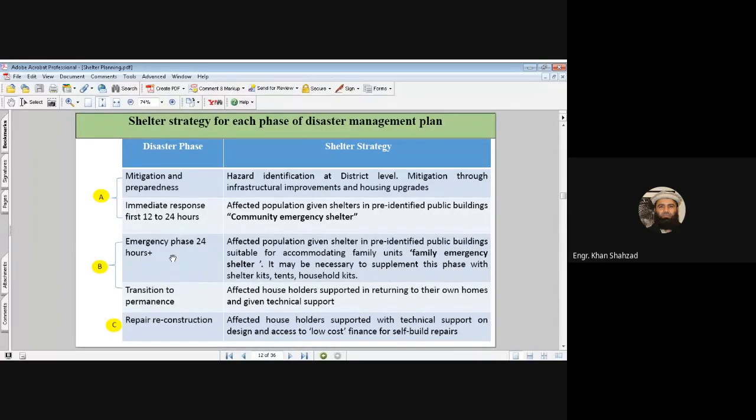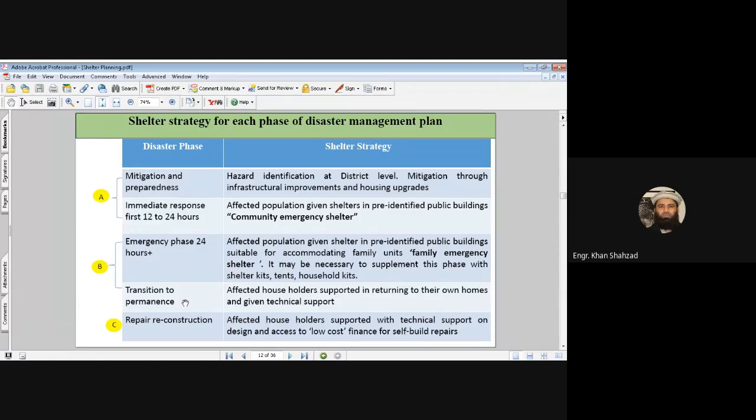But after 24 hours, for the affected population to whom you have given shelters in pre-identified public buildings suitable for accommodating family units or family emergency shelters, it may be necessary to supplement this phase with shelter kits. You have to provide the shelter kits so that they can erect shelters for themselves. You have to provide the tents and the household kits so that they can make each and everything for themselves.